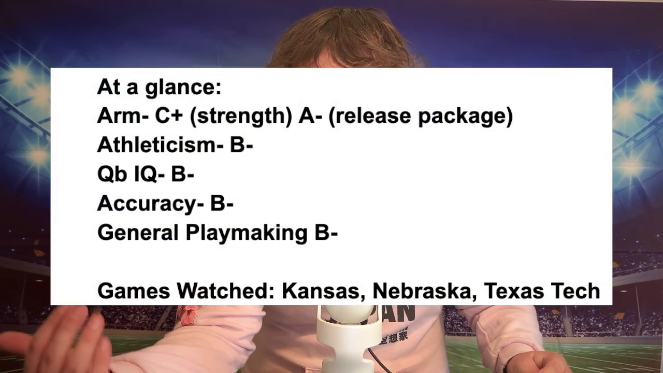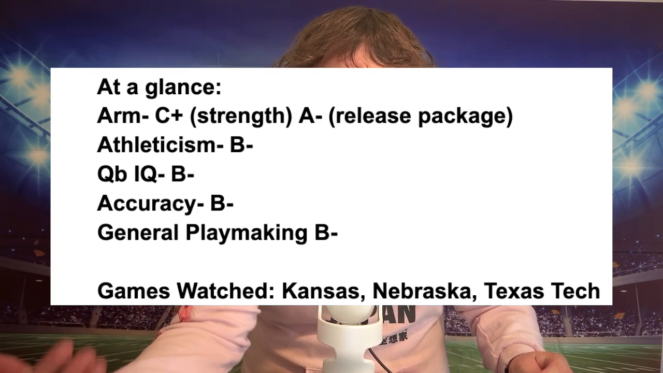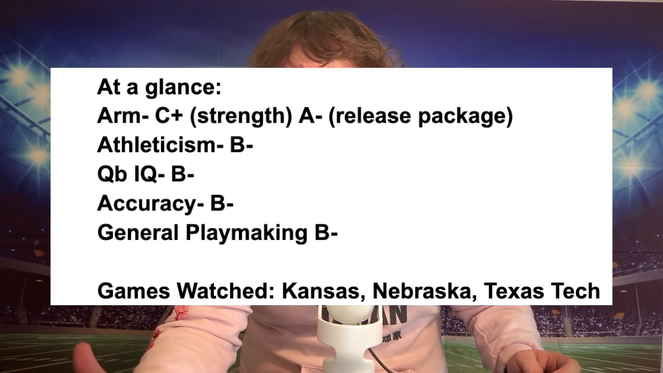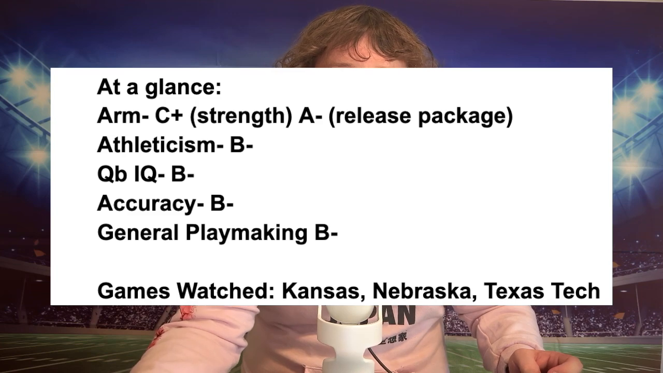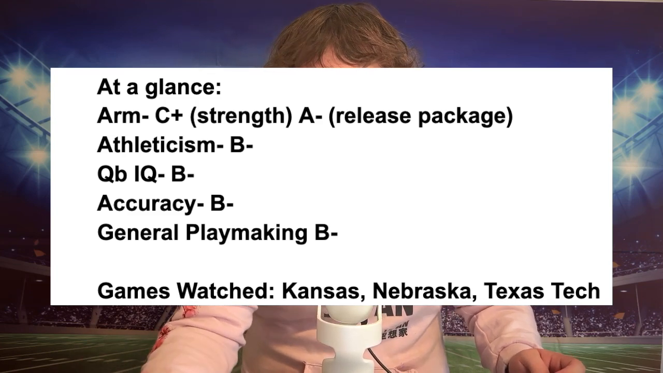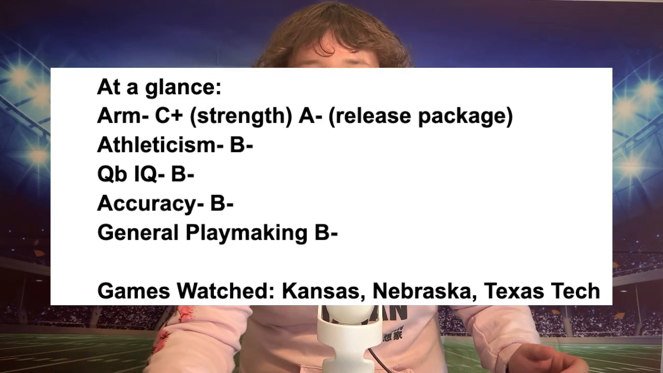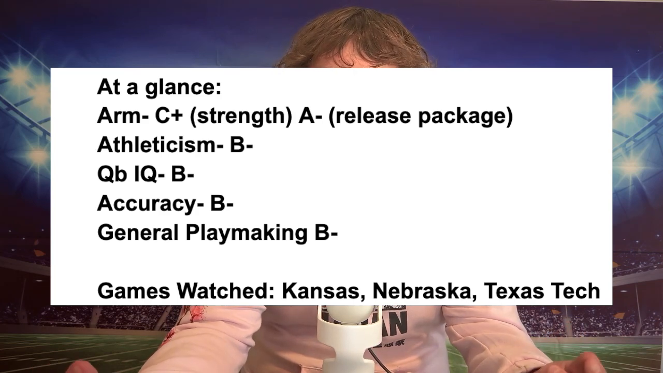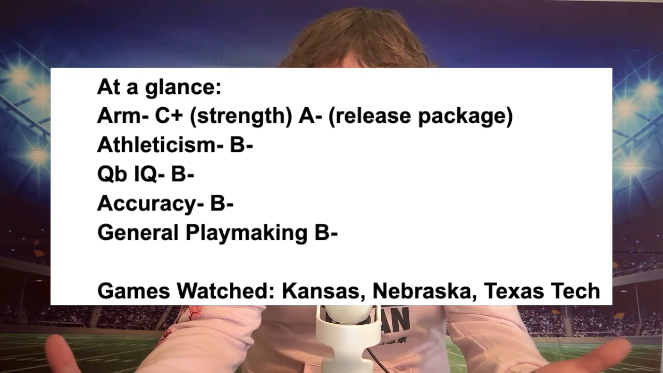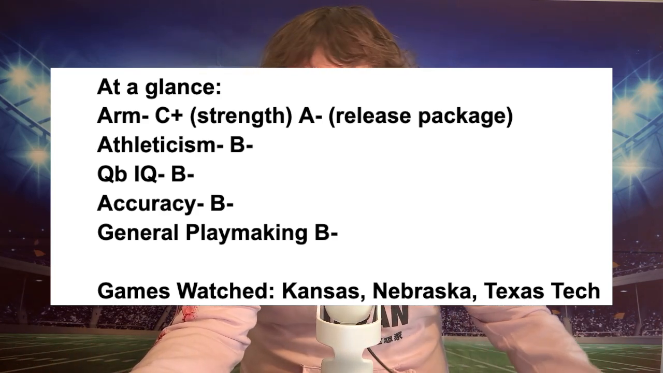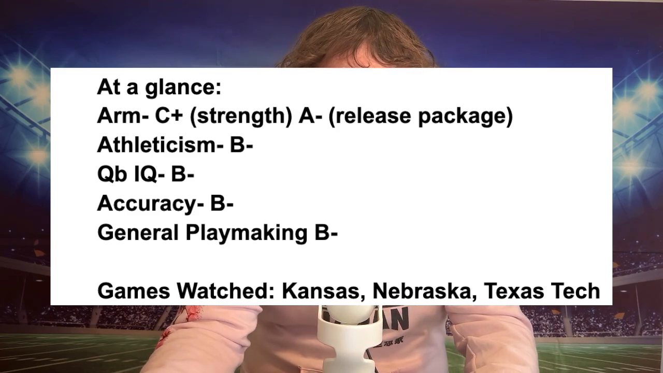His athleticism is a B minus. His QB IQ is a B minus as well. Accuracy is a B minus. General playmaking is a B minus. B minuses almost entirely across the board. I'm pretty sure if you averaged out a C plus and an A minus, it would also be a B minus. That wasn't just me being uncreative. That's just generally how I felt about each of these traits from Shedeur Sanders.